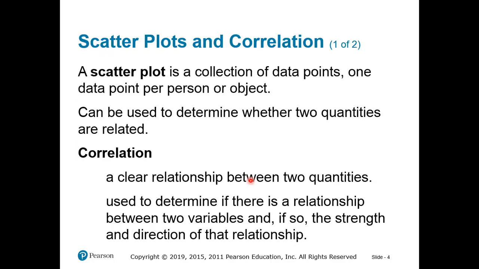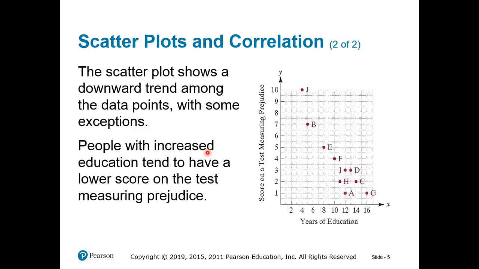Now a scatter plot is a collection of data points, one data point per person or object. It can be used to determine whether two variables are related. Correlation means there's a clear relationship between two variables. It is used to determine if there is a relationship between two variables, and if so, the strength and the direction of the relationship. We're going to talk about linear correlation for the most part, but there's also nonlinear correlation.